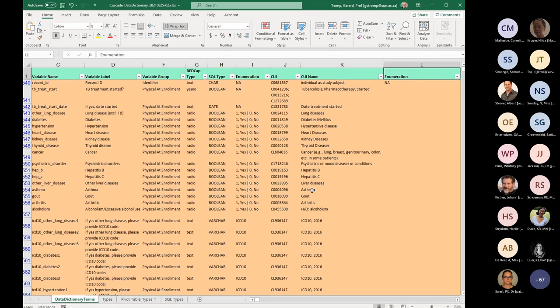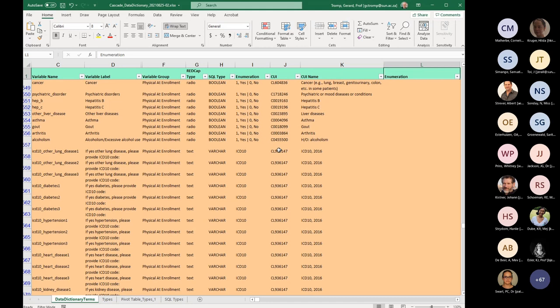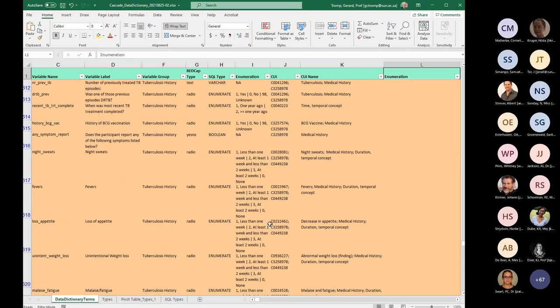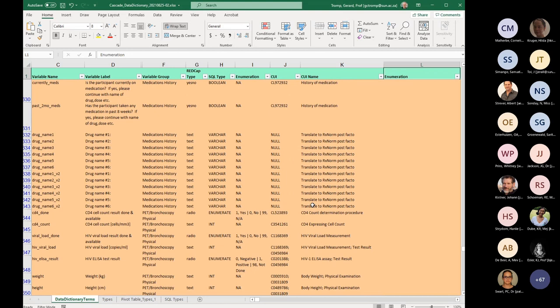In some cases you will have a concept unique identifier that says this is going to be ICD-10. So here we might, because we don't have it beforehand, we can't define it precisely. We would say, okay, we're going to augment this with an ICD-10 code, which would then explain what it is. Other places we have tobacco use, tobacco user, yes, no, maybe. So that enumeration also has its own concept unique identifier. There are temporal concepts, so you have fever as a main concept, but you also have temporal concepts which are listed as their own concept unique identifiers here. We don't have a specific concept unique identifier, but we do say we're going to translate it from an ontology called RxNorm, which is the prescription normalization ontology, and so on and so forth.